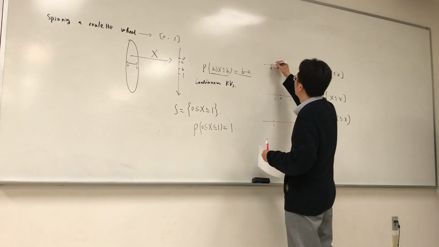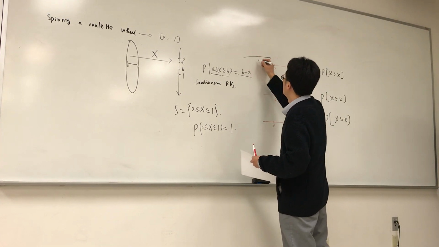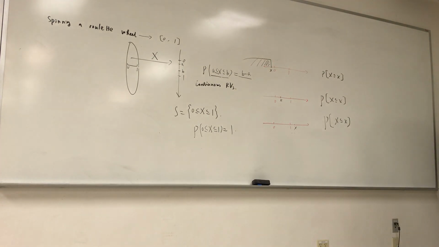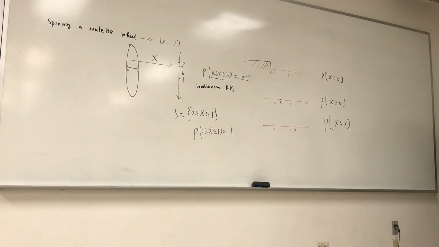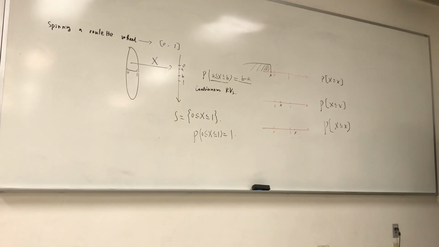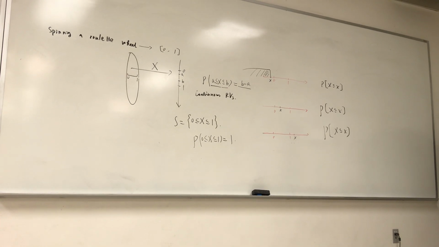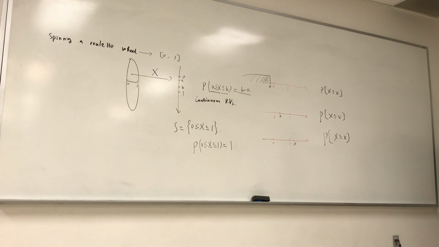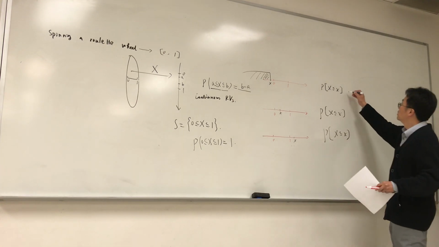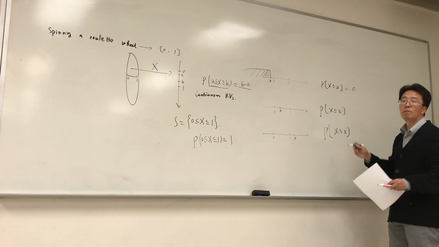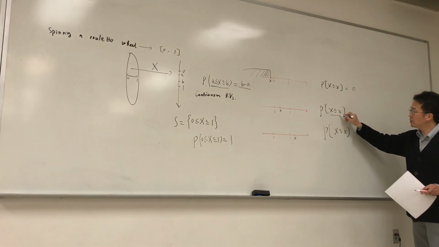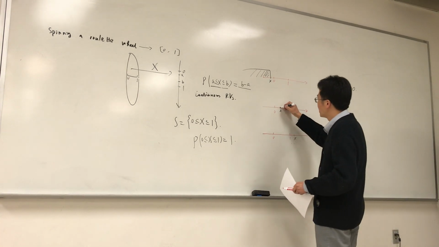Case 1, this is our event, right? What's the corresponding probability in this case? 0. Because obviously, this is not a subset of our sample space. Because the sample space must be between 0 and 1. So as a result, this is 0.